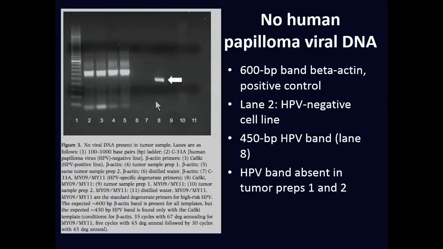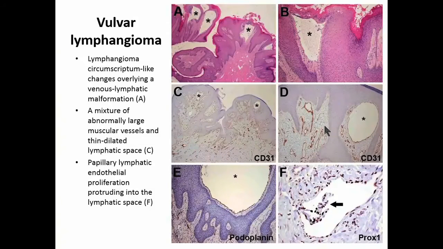As you can see, this is the 600 bp band, that's the beta-actin, our positive control housekeeping gene. And of course, all of these tumoral preparations, duplicates, are negative for the 450 HPV band, and that's our positive control. So it is not HPV, it was vulvar lymphangioma.